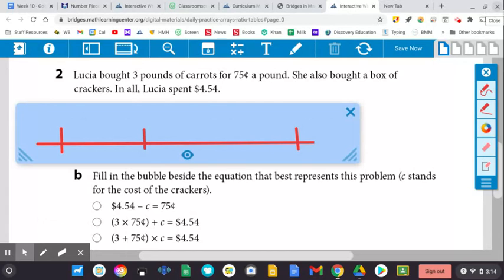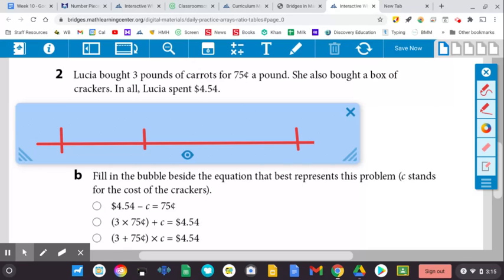Okay, so what I did to help explain how to find the answer for this, and if this is different from what some of you figured out in class, that's fine. But I was thinking that a strategy we've already used this year is a number line. So we need to have a starting point for our number line. Our starting point is this. Lucia bought 3 pounds of carrots for 75 cents a pound. So we can think of it this way.